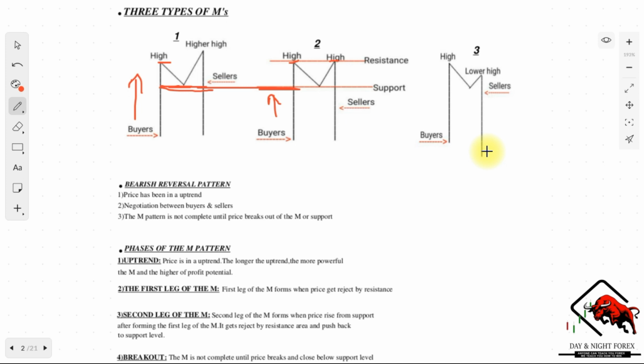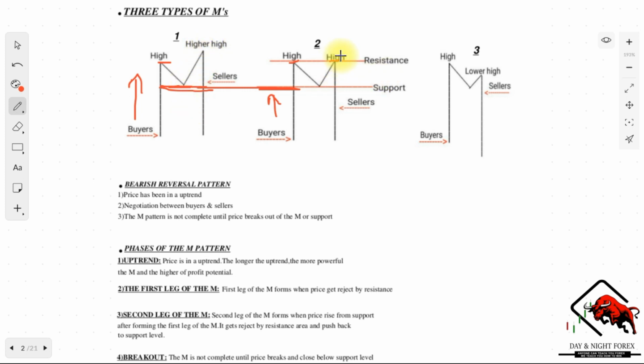So secondly, the phases of the M pattern. We first have the uptrend. The longer the uptrend, the more powerful the M, and the higher the potential to make a profit out of it. And then secondly, the first leg of the M forms when the price gets rejected by resistance, as we said right here. So it was rejected by the resistance, and then it came back to test a lower level, making a higher low, and then making a higher high, as you can see right there.